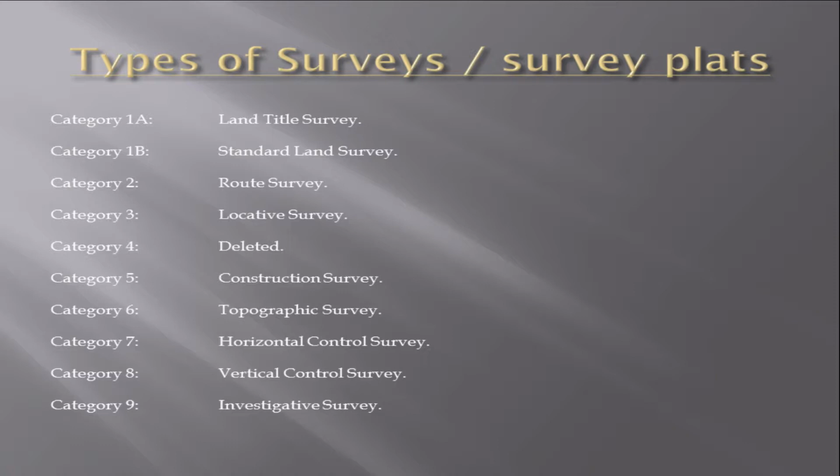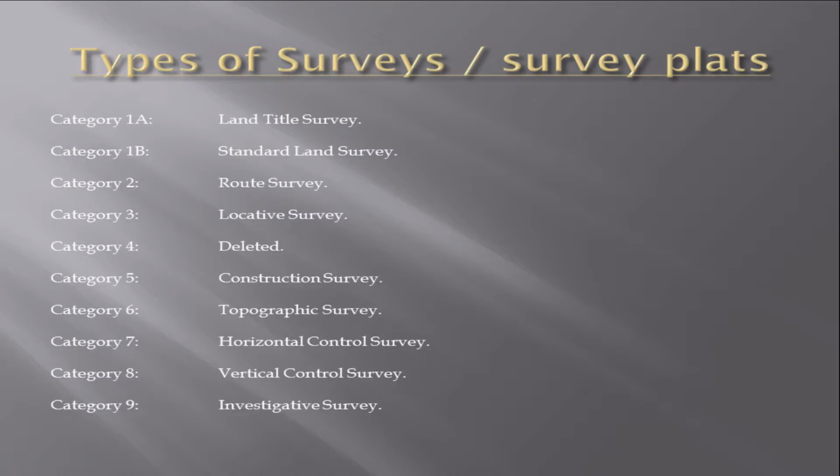Category 4 was simply deleted. At one time there was a Category 4 called a mortgage loan inspection survey, and this was split into Category 1A and 1B, so that's where Category 4 went. Category 5 is a construction survey. This survey is typically a follow-up from a locative survey. Once that's done, you do a construction survey. It may be conducted during or at the conclusion of construction. It is sometimes called an as-built survey, and you probably have heard of that term.